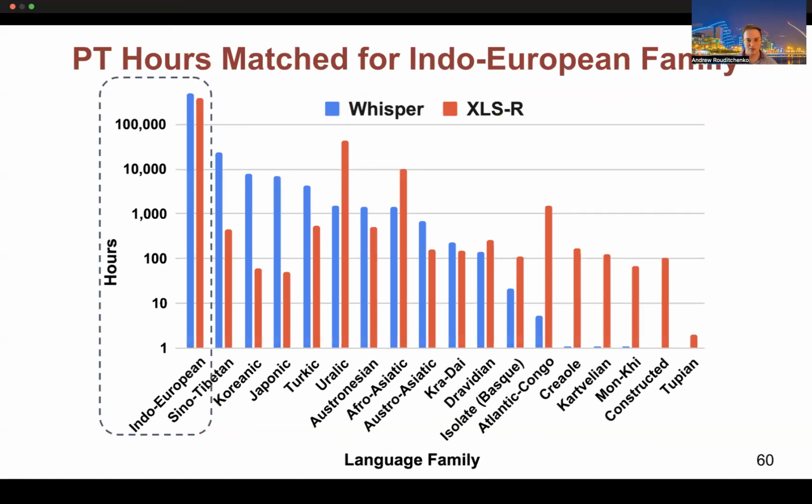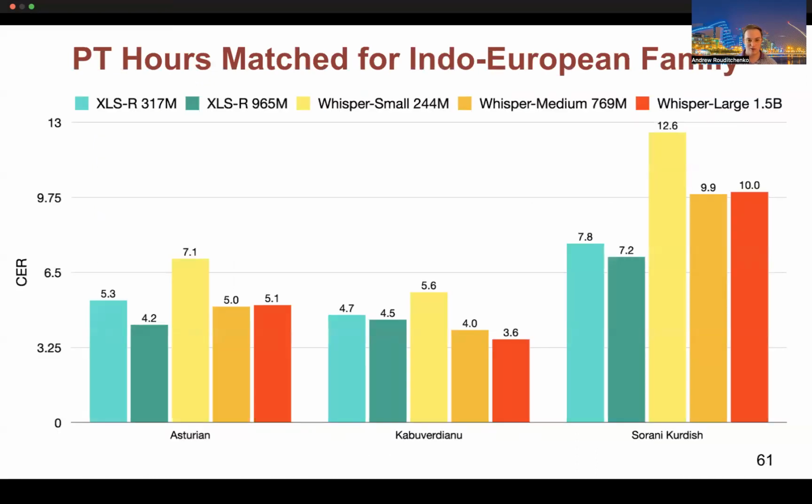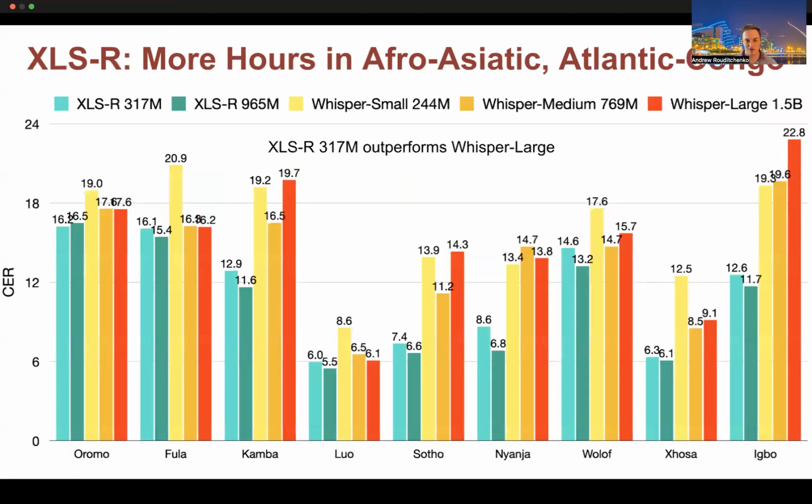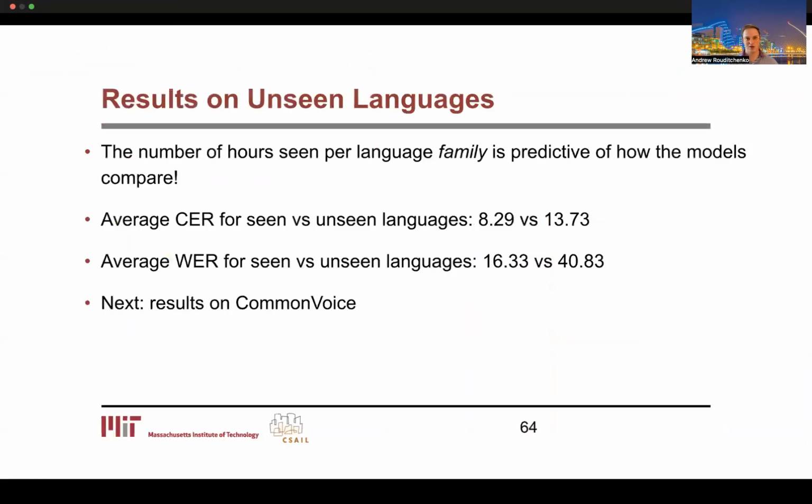So again, on Indo-European families, they've been trained on approximately the same number of hours. And when we look at the performance on 3 different languages, the performance across the models is similar to each other. So when we go to the language families where XLSR has seen far more hours, then we start to see that XLSR outperforms Whisper large. So even the smallest XLSR model gets better performance than the largest Whisper model. So XLSR seems to have a clear advantage. So it seems that the number of hours seen per language family is predictive of how the models compare.